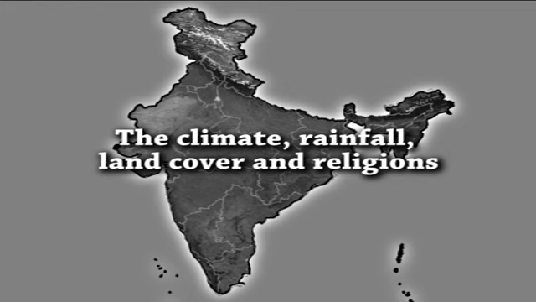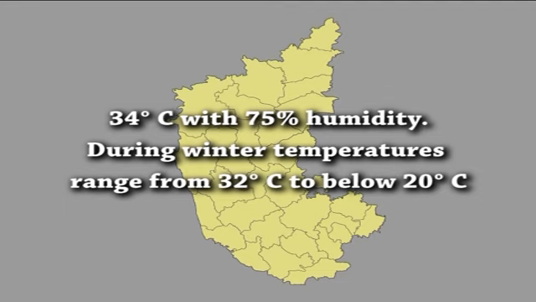The climate, rainfall, land cover and religions. Climate in Karnataka is equable. The winter season is from January to February, summer season from March to May, monsoon season from June to September and post-monsoon season from October to December. Average temperature is 34 degrees Celsius with 75% humidity. During winter, temperatures range from 32 degrees Celsius to below 20 degrees Celsius.